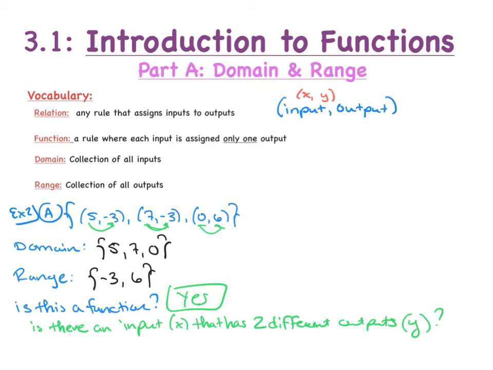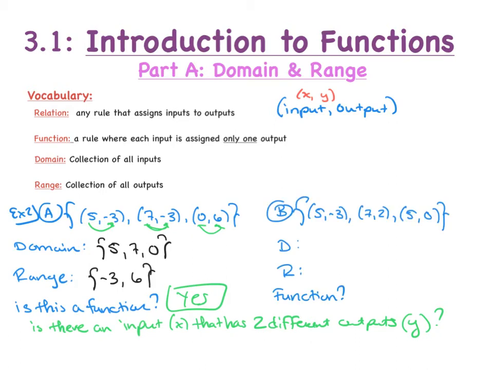Okay, so for the sake of comparison, right next to it, let's put another example. So let's look at the relation that consists of the collection of inputs and outputs 5, -3, 7, 2, and 5, 0. Now, relations can be any rules at all assigning inputs and outputs, and relations can have domains and ranges. So we'll answer these two questions first.